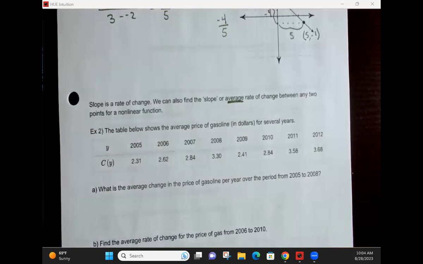Over this interval, what's my average rate of change? It may be a little bit different if I were to break it up into smaller intervals over the course of my function that I'm looking at. So we're going to talk about average rate of change for nonlinear functions.